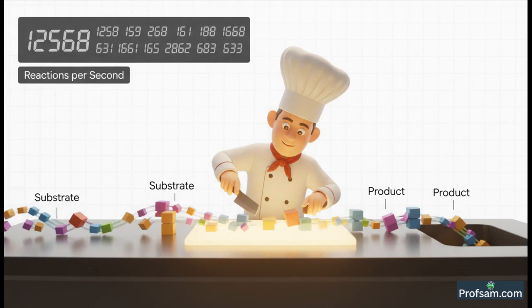Now, what is truly remarkable here is the speed. This whole cycle doesn't happen once a minute or once a second. For a single enzyme molecule, this can happen hundreds or even thousands of times every second. This incredible efficiency is what makes life itself possible.